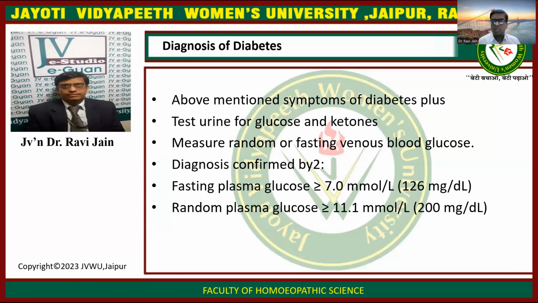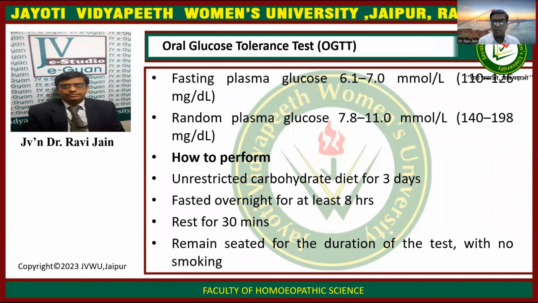Now, how to diagnose a case of diabetes mellitus? Whenever a patient of diabetes mellitus comes to us, how can we diagnose? First of all, the symptoms that we have just discussed must be present. Plus, test the urine for glucose and ketone bodies. Measure the random or fasting blood glucose. Diagnosis is confirmed if the fasting plasma glucose is more than 126 mg per dl or the random is more than 200 mg per dl.